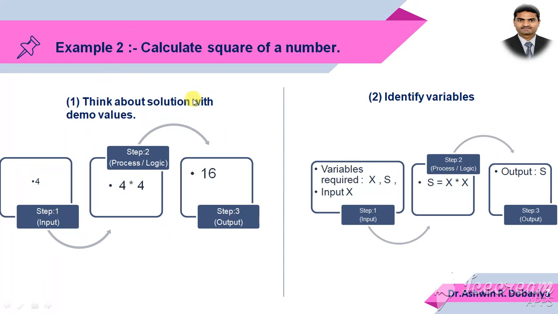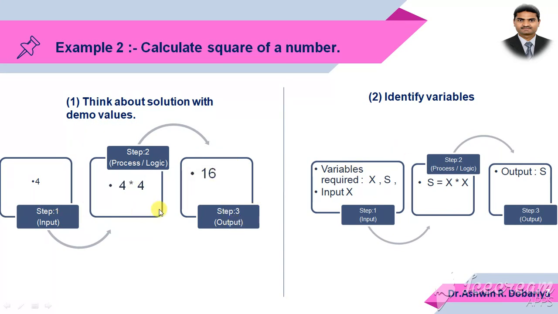So how can we think about the logic to calculate the square of a number? First step, we require to input one number, so for example 4 is a number, step number 1. Then another step is the logic of this program. How can we calculate? That number is multiplied 2 times, so that is the logic, and after that it generates the result. So the third step is output.